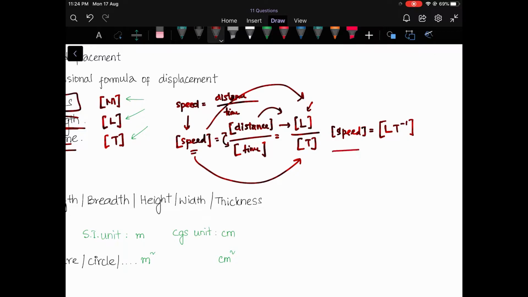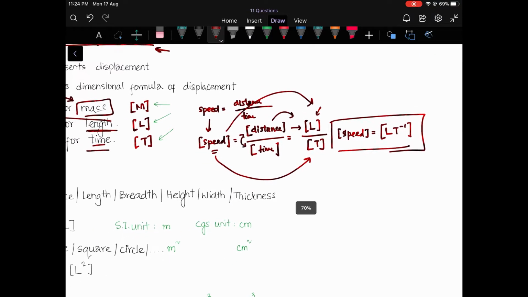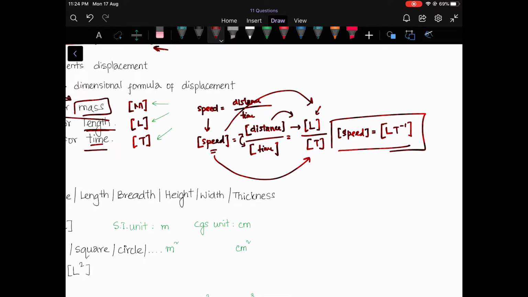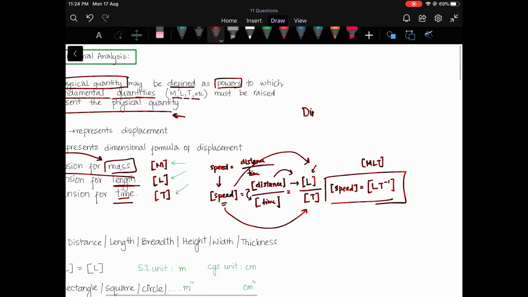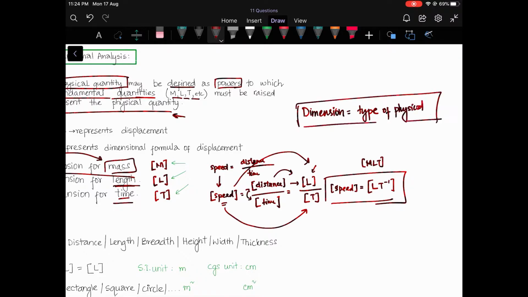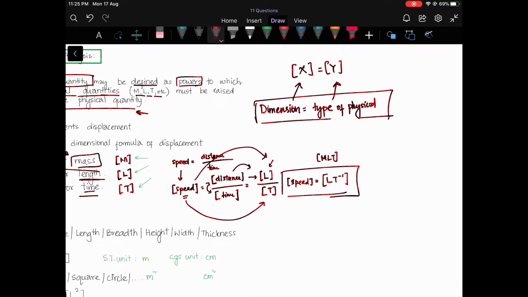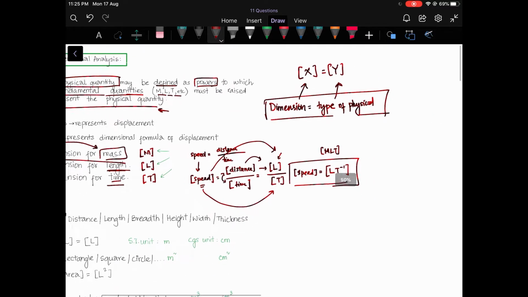Now this can be done for any physical quantity that we can talk about. So you'll come up with different dimensions of different physical quantities by using the dimensions of mass, length and time. To tell you, dimensions basically represent the type of physical quantity that we are talking about. If two physical quantities x and y have the same dimensions, we can say that they are of the same type of quantity that we are talking about.